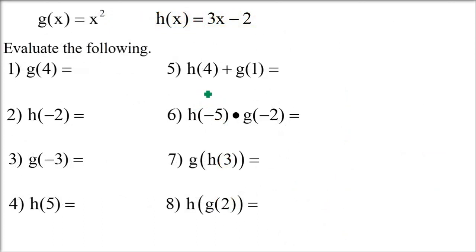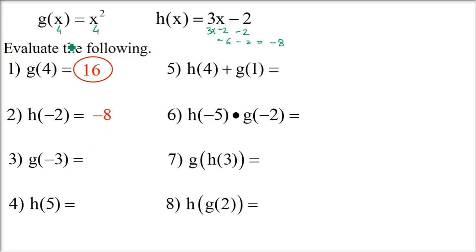There can be an algebraic combination of two functions. They can be combined. There are multiple properties. So g(x) is x squared, that is g(4) is, just put x as 4. 4 squared is 16. h(negative 2), just put x as negative 2 here. 3 into negative 2 minus 2, that is minus 6 minus 2, that is minus 8.